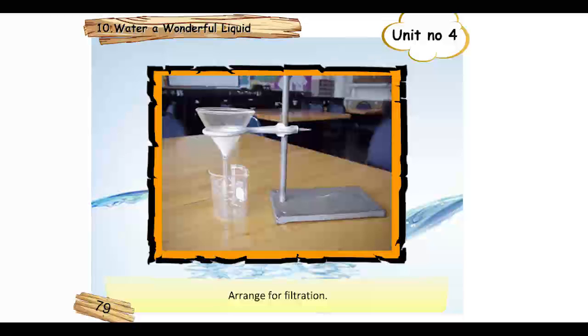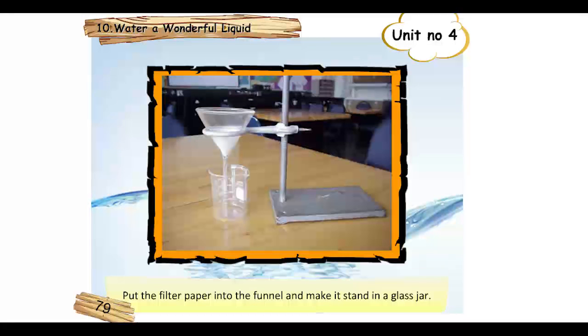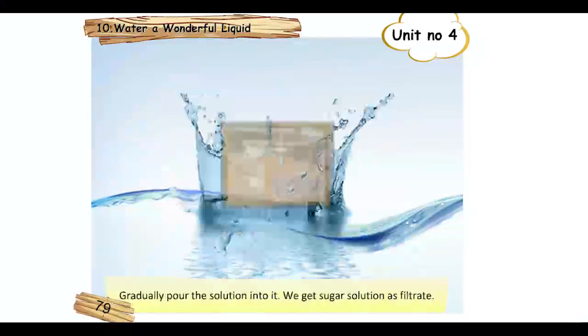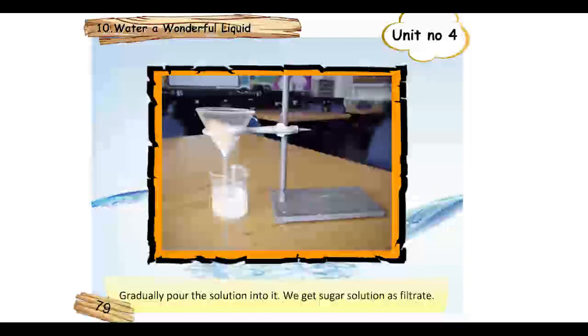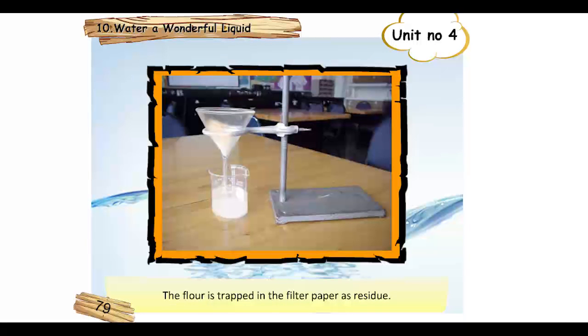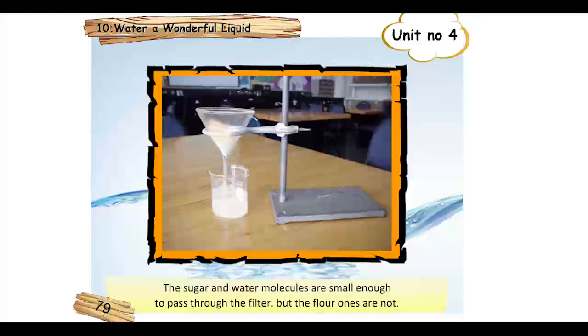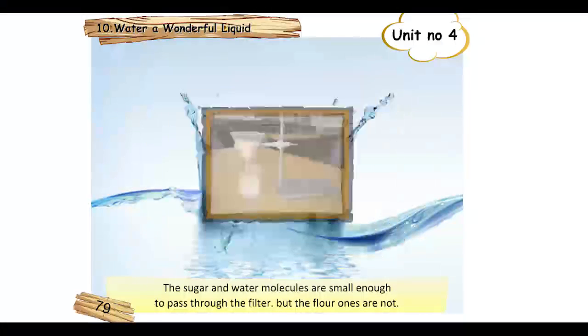Arrange for filtration. Put the filter paper into the funnel and make it stand in a glass jar. Gradually pour the solution into it. We get sugar solution as filtrate. The flour is trapped in the filter paper as residue. The sugar and water molecules are small enough to pass through the filter, but the flour particles are not.